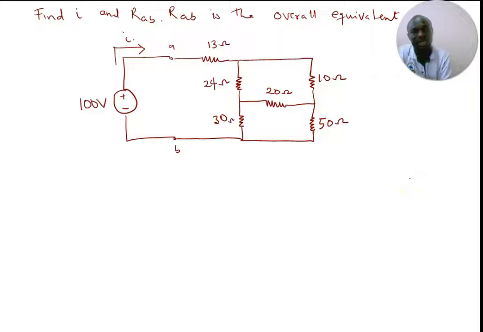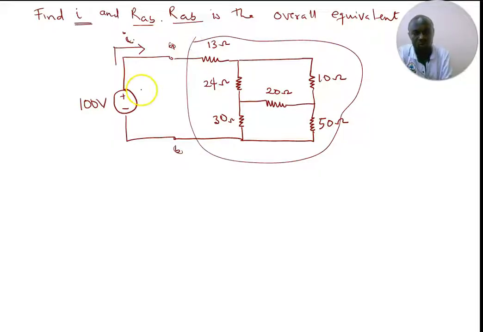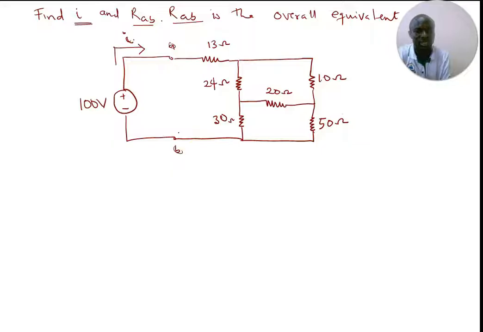This is the first question. The question was asking us to find the I, this value over here, and also the equivalent resistance, which is the RB. So the question says to find the total current. This is actually the total current. You are going to find the total current and the equivalent resistance. The equivalent resistance is the overall resistance, that is, if I add all these resistances, that forms the equivalent resistance.